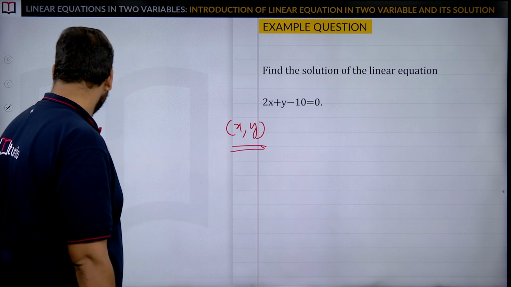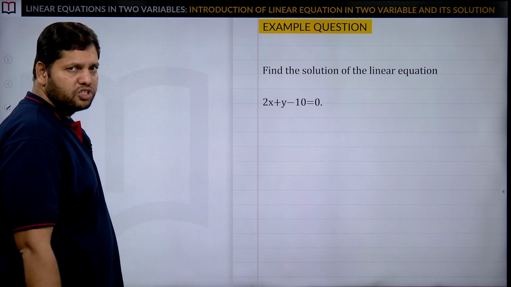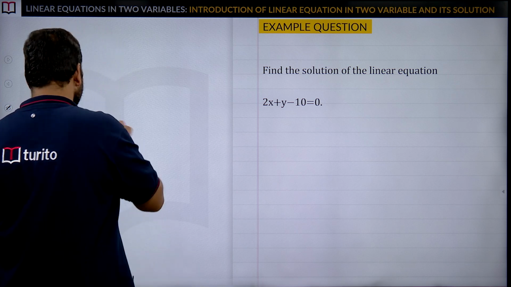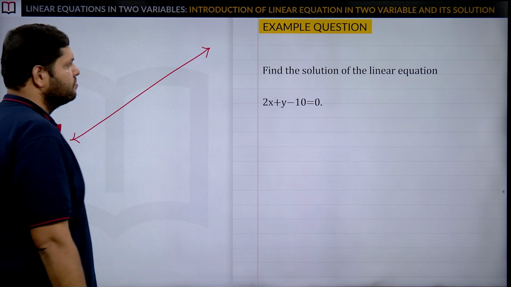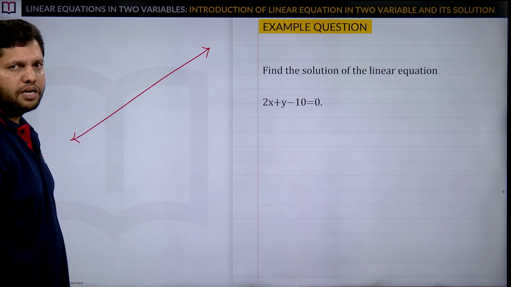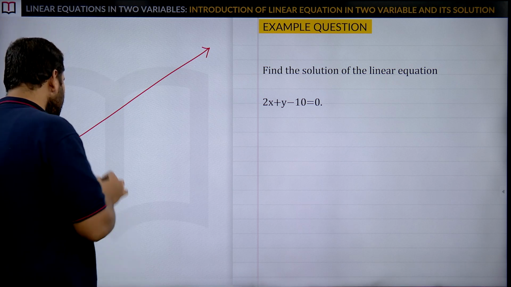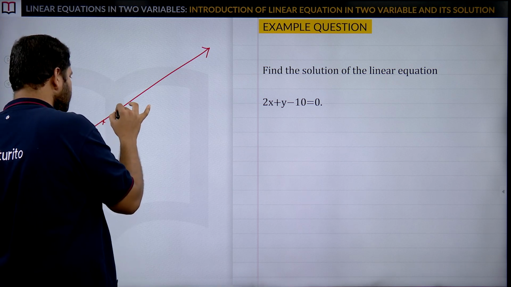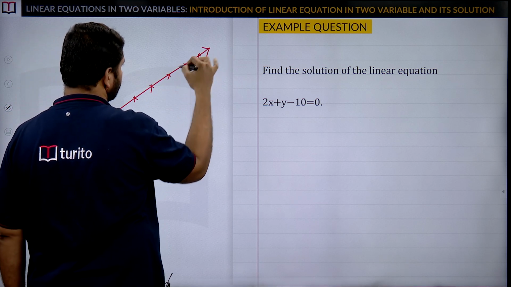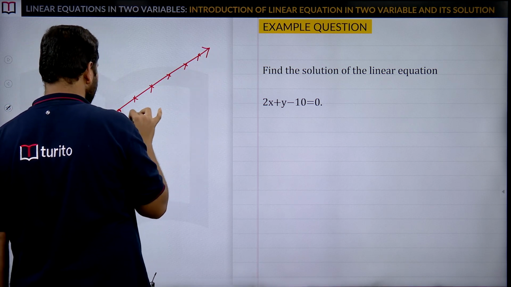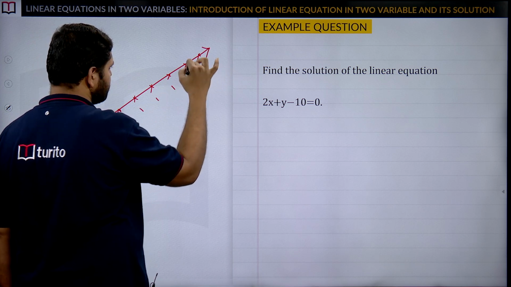Children, first of all, remember this. It is a linear equation. Can you tell me, children, what is the shape of the linear equation? The shape of the linear equation is a straight line. Yes or no? It's always a straight line. A straight line means how many points does it have, children? Can you tell me how many points a straight line has? So this is one point, this is also one point. All these are points.